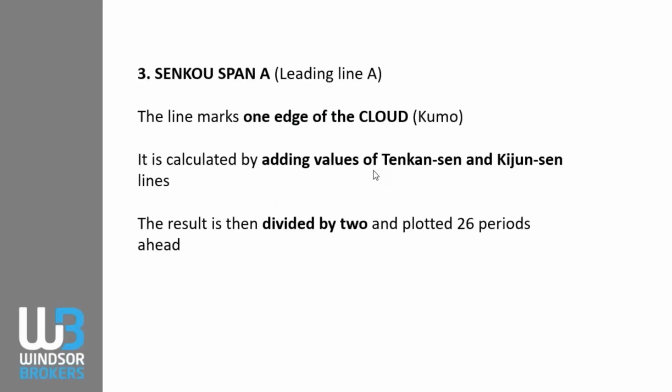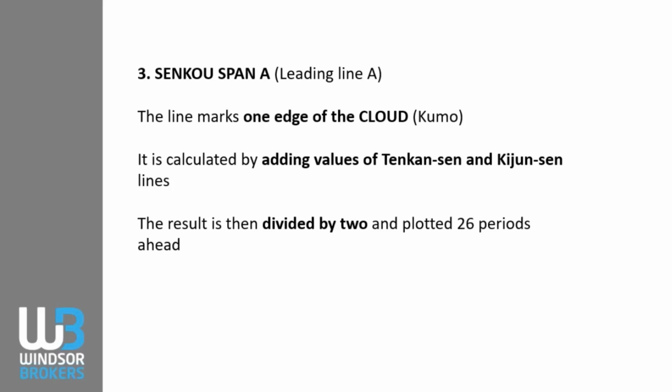The third important line is Senkou span A, or leading line A. This line marks the edge of the cloud. The cloud is the key feature of the study. It's also called Kumo in Japanese, so you can hear analysts talking about Kumo or about the cloud. It means the same. The line is calculated by adding the values of the Tenkan-sen and Kijun-sen lines, and then this result is divided by 2 and plotted 26 periods ahead.